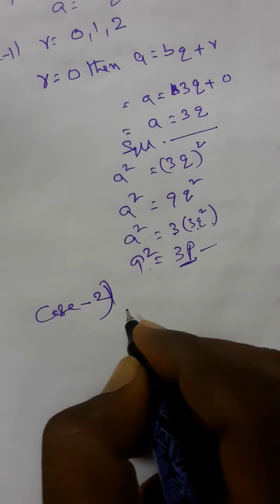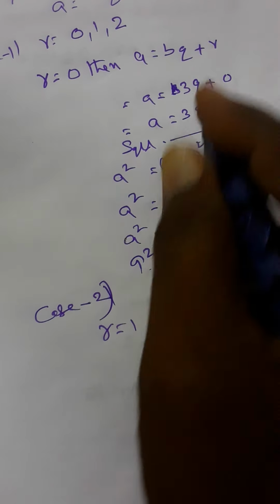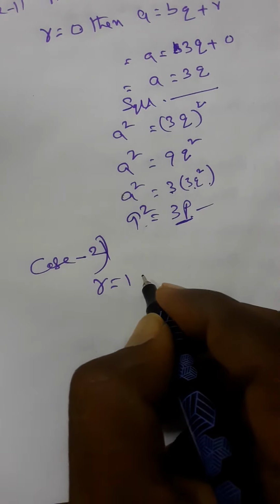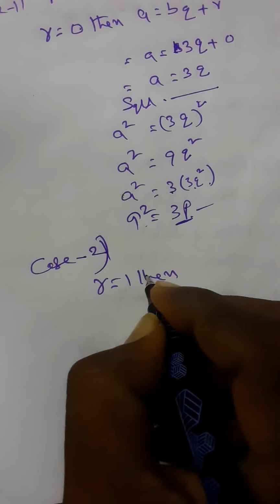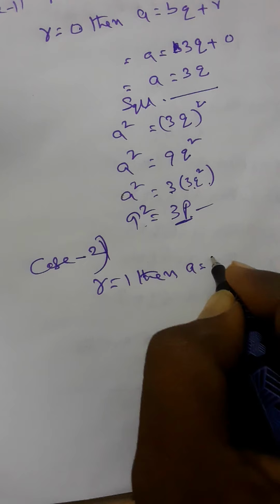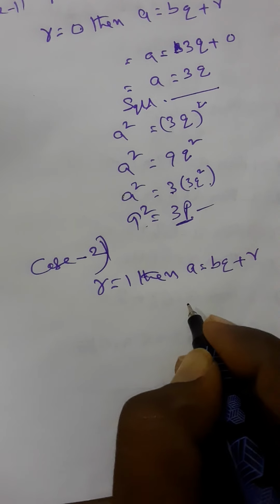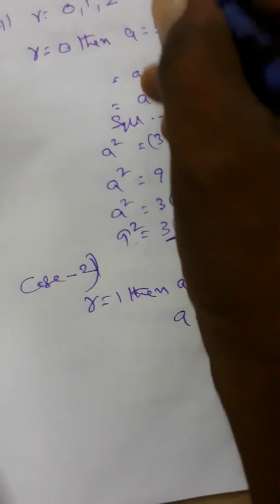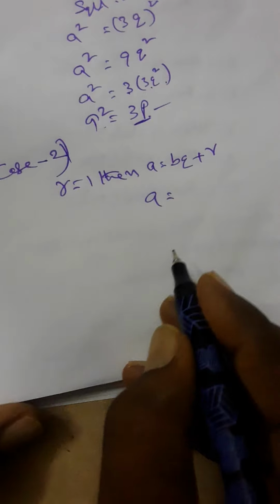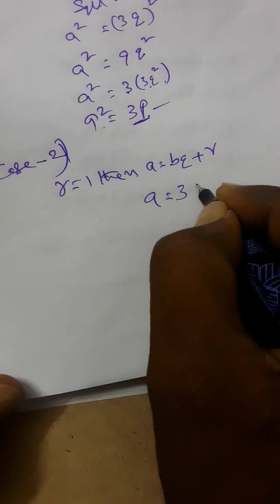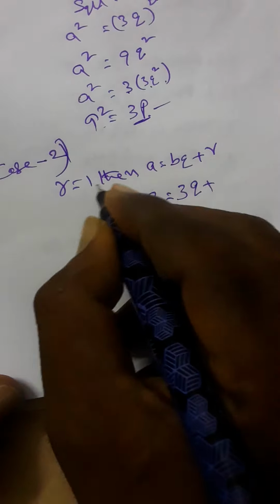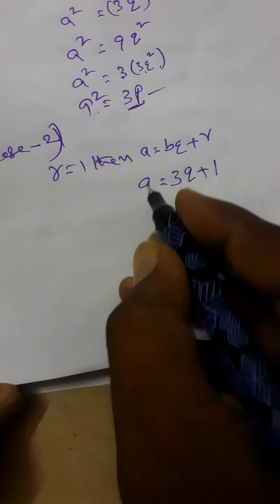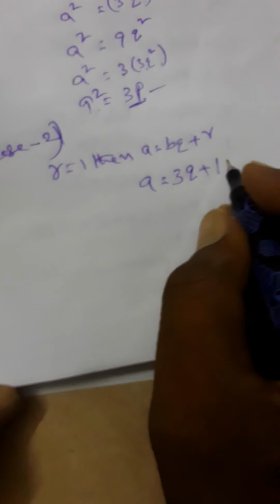Next, case 2, r equal to 1. Then the equation is a equals bq plus r. That means a equals 3q, with b equal to 3, plus r equal to 1. So this is a equals 3q plus 1.